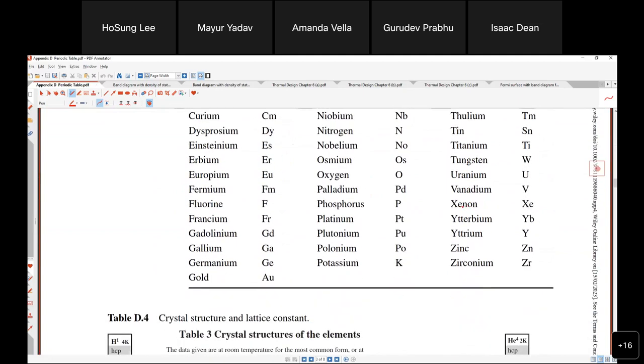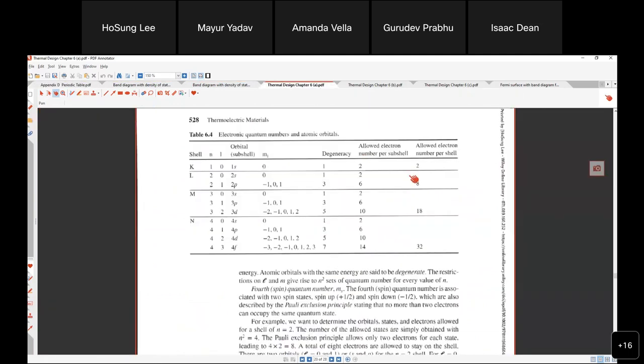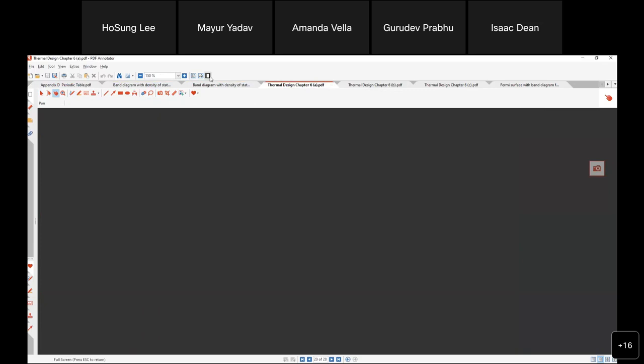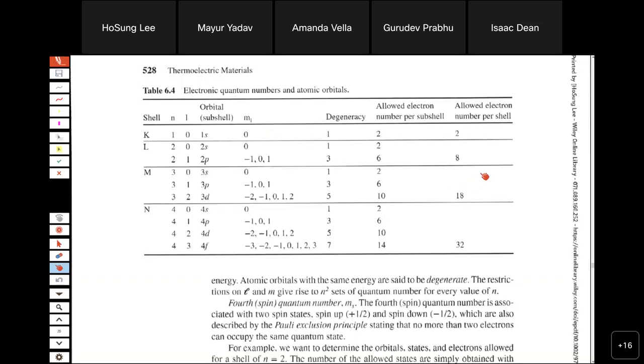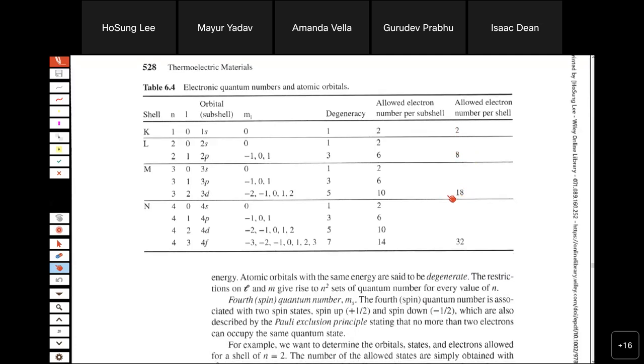Okay, so let's go back. Okay, that we understand the periodic table and the quantum number 2 and 2A is 10 total. The next is 10, 18 is 28, something like that. Now, I'd like to look at one of the homework problems.